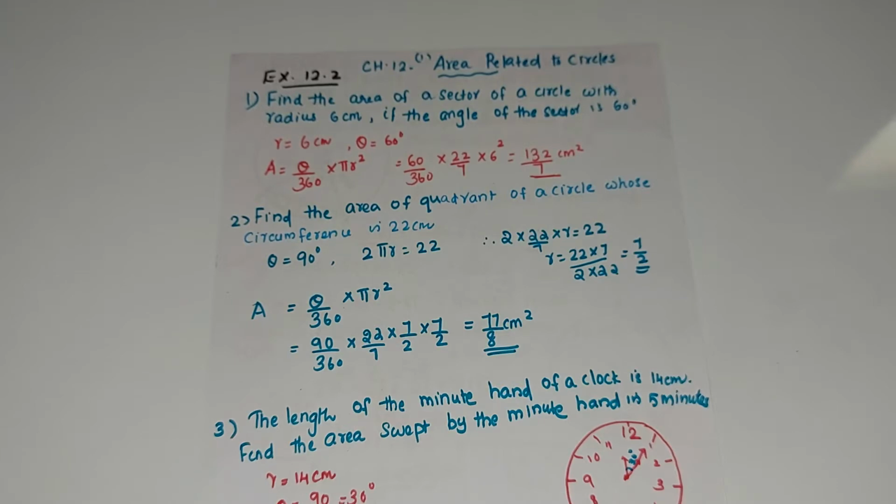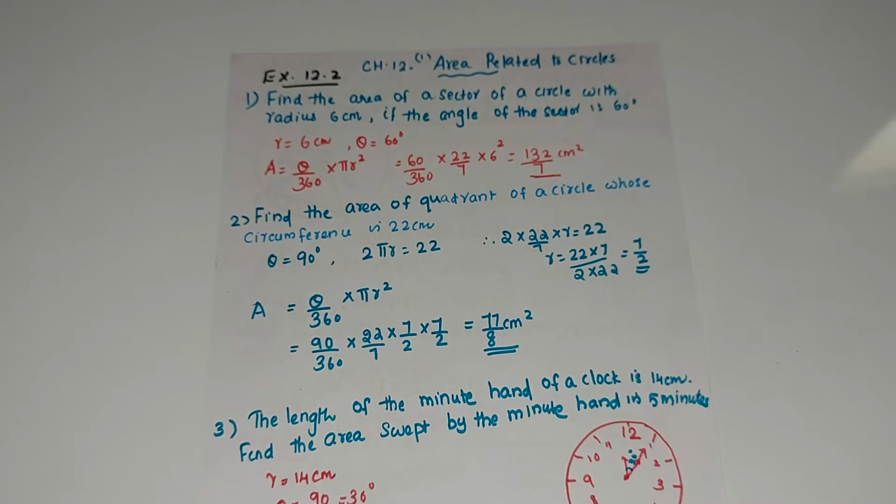First question: find the area of a sector of a circle with radius 6 cm if the angle of the sector is 60 degrees. We know the formula: area of sector equals theta by 360 into pi r square.